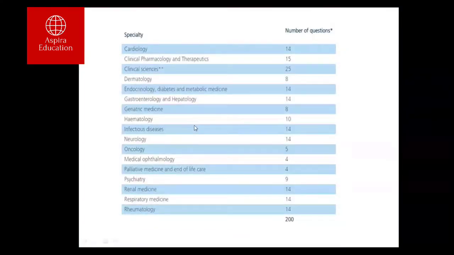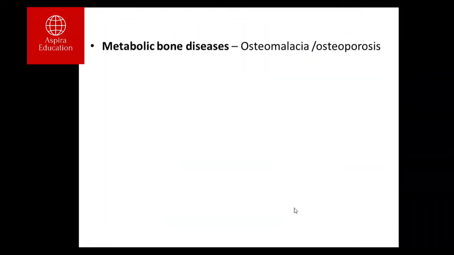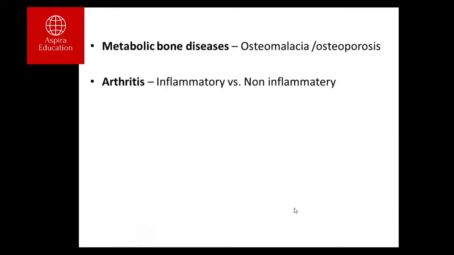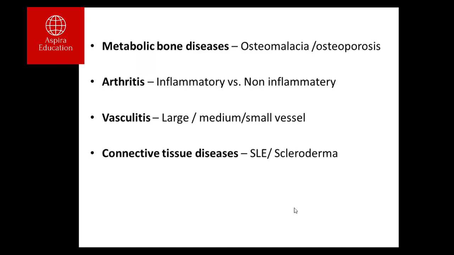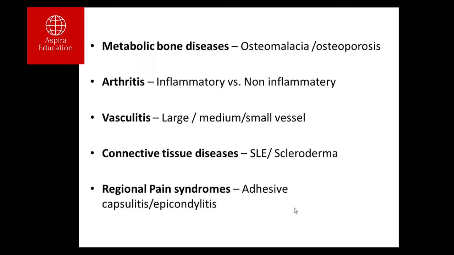Rheumatology, just like any other major subject, has about 14 questions out of 200 in the MRCP Part 1 exam. And we had discussed that broadly, rheumatological disorders can be classified as metabolic bone diseases, arthritis, vasculitis, connective tissue diseases, and regional pain syndrome. In the previous lecture, we discussed metabolic bone diseases, arthritis, and vasculitis.